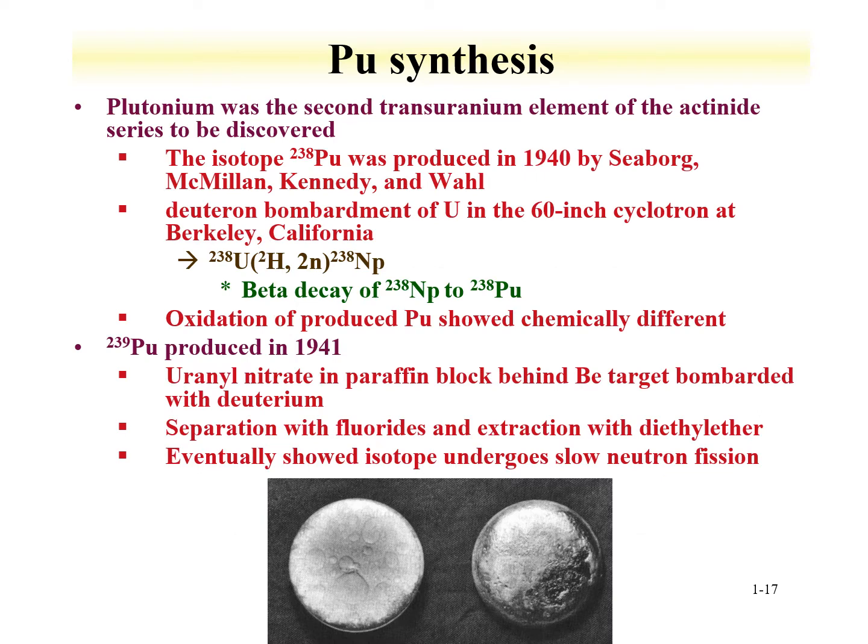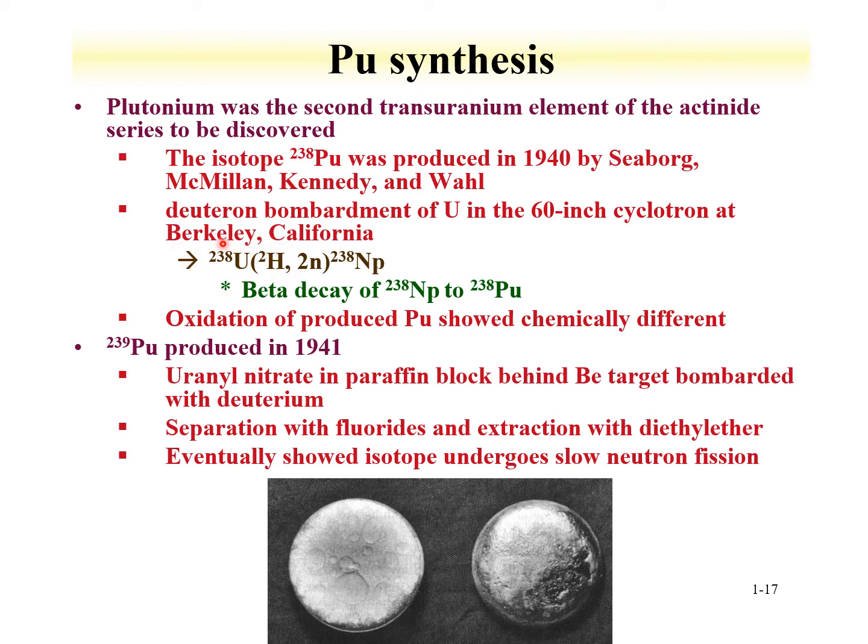Plutonium synthesis was the second transuranic element of the actinides to be discovered. Plutonium-238 was produced in 1940 by Seaborg, Macmillan, Kennedy, and Art Wall. Art Wall was the graduate student, so he really did the bulk of the work. And this was produced by using the 60-inch cyclotron at UC Berkeley. So the diameter of the cyclotron was 60 inches.